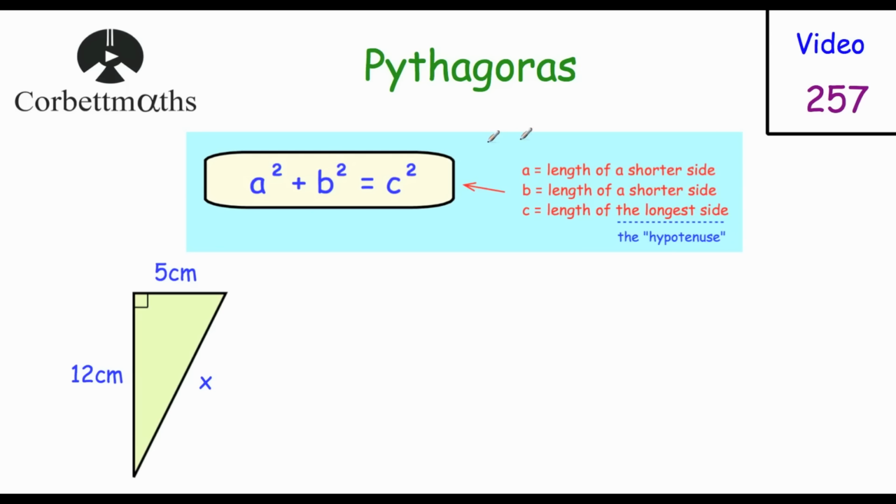Okay, so our next topic is Pythagoras, and here's part of the Corbettmaths revision card on Pythagoras' theorem, which is a squared plus b squared equals c squared, where a and b are the two shorter sides, and c is the length of the longest side, the hypotenuse of the right angle triangle.